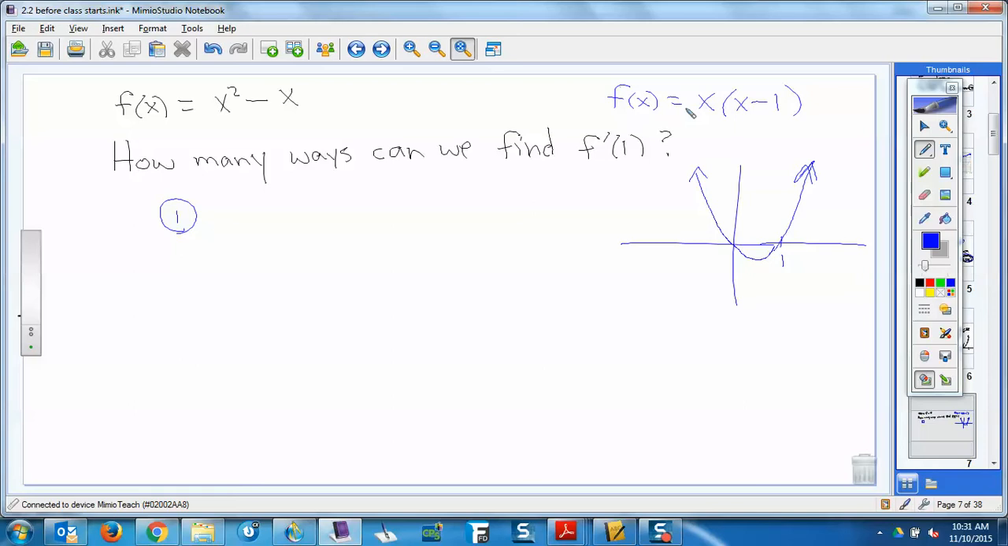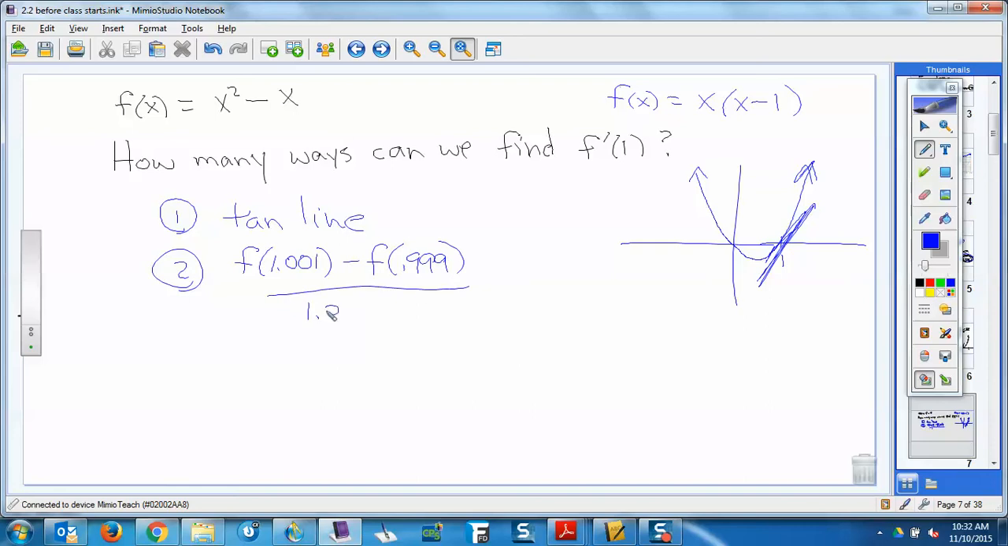Okay, anyway, doesn't really matter, but we could have graphed it, right, by hand, from memory, the way I said, or with a calculator, and we could draw a tangent line, right? So we could draw a tangent line. So that's definitely one. Okay, what's another one? Zoom in. So I could have done f of 1.001 minus f of 0.999 maybe over 1.001 minus 0.999. Right? Pick two really close points. Do a slope. Okay, what else?